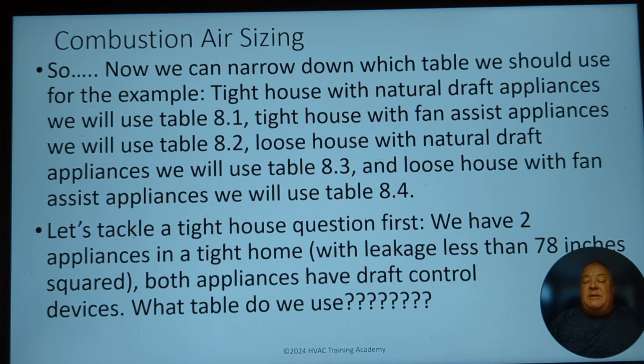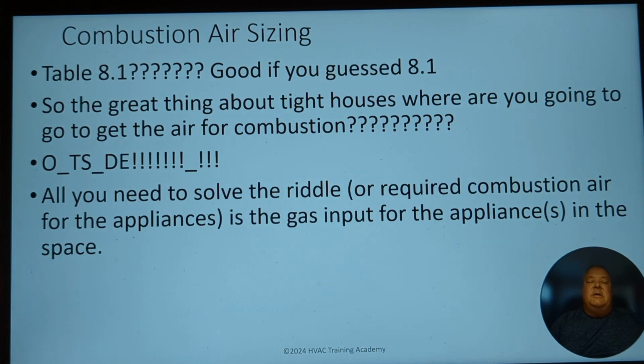So if we've got two appliances in a tight home, and the description in the question says we have leakage less than 78 inches squared, both appliances have draft control devices. What table are we going to use? 8.1, 8.2, 8.3, or 8.4? Well, 8.1 and 8.2 are going to deal with tight houses. You can see the example. We definitely have a tight house. And appliances with draft control devices are going to be found in table 8.1. So tight and draft control device, table 8.1 is going to be the one we're going to use.